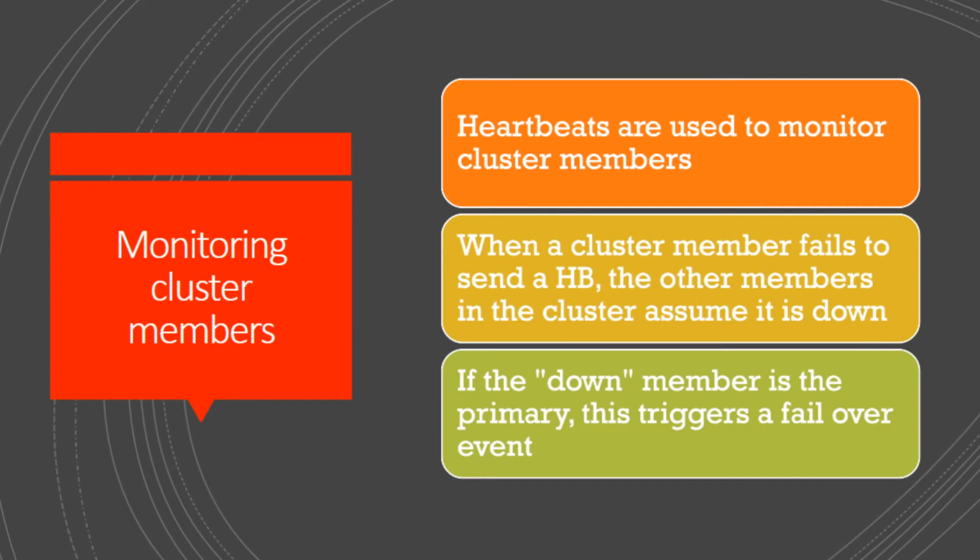So let's move on to talking about monitoring cluster members, because that's a really important part in high availability. How do they know when a failover needs to occur? So clusters use something called a heartbeat. The heartbeat is sent by a cluster member and received by other cluster members. This is tracked, and should a cluster member fail to receive a heartbeat from another member in a given time period, the member is considered down. This would kick off a failover event.